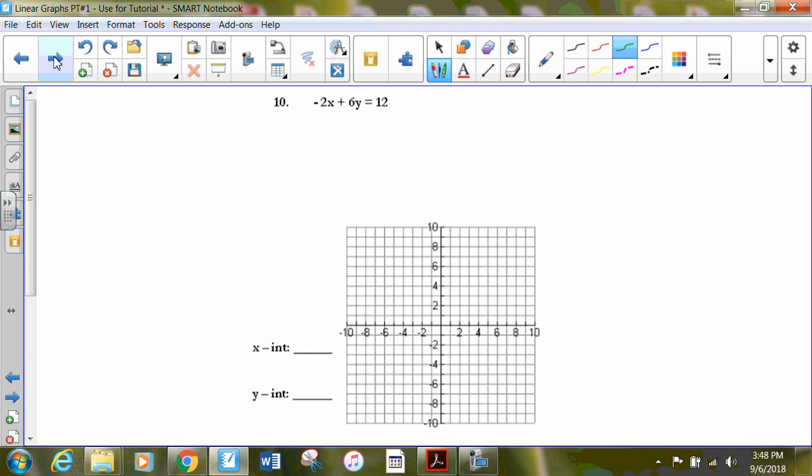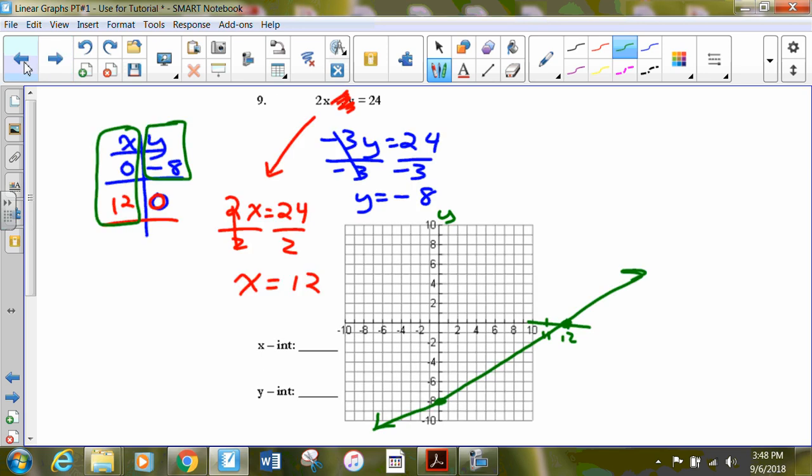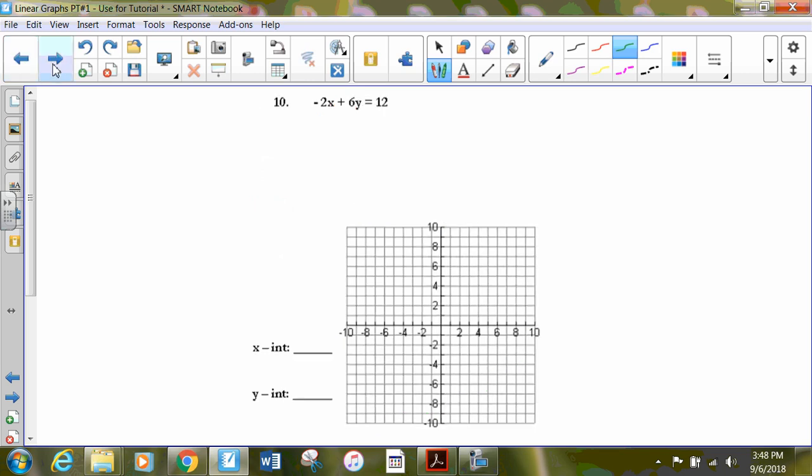All right, so let's do the next one. It's also a cover-up, so we're going to do, oh, wait a second. They asked for the x-intercept and y-intercept. We're going to want to go ahead and put that the x-intercept is 12 and the y-intercept is negative 8. Let's move on. We're going to do the same thing.